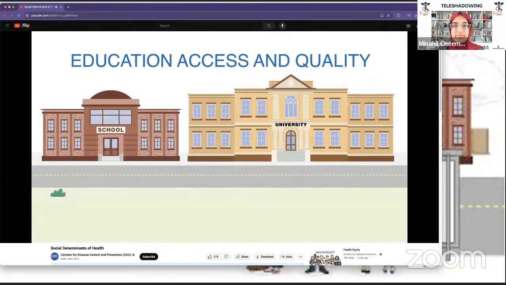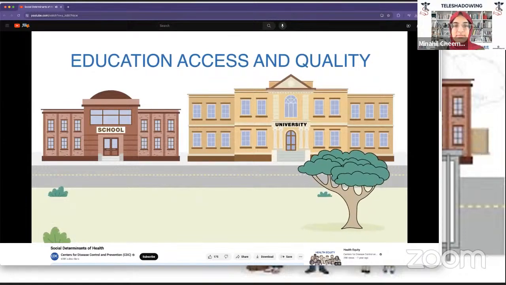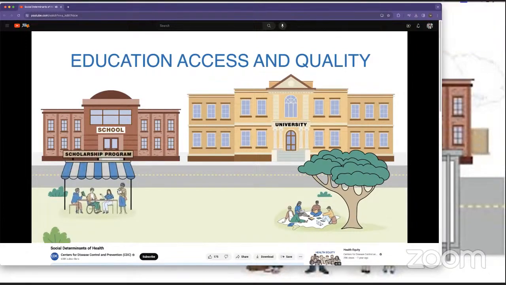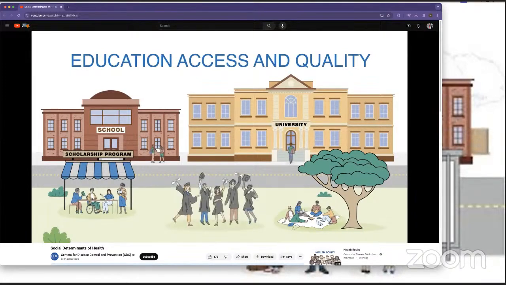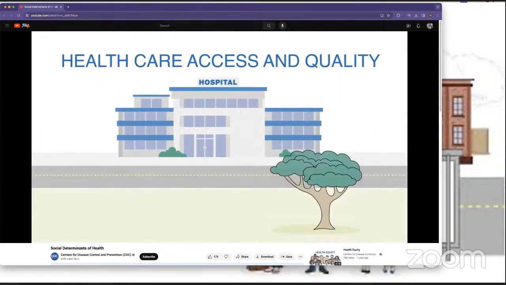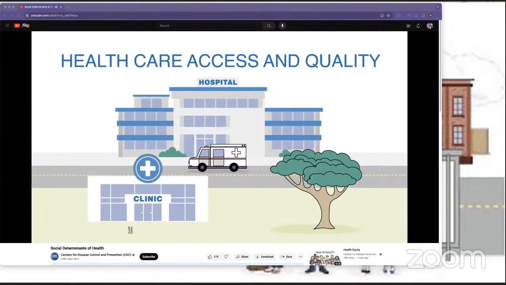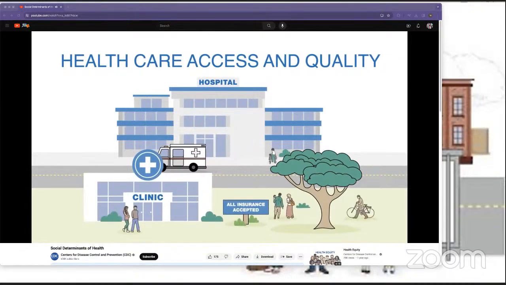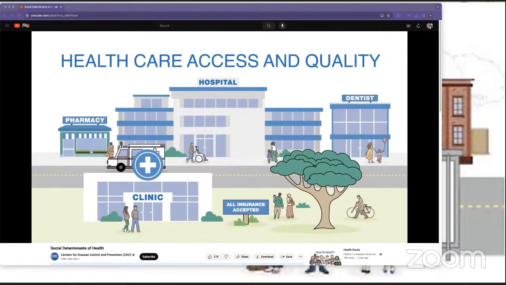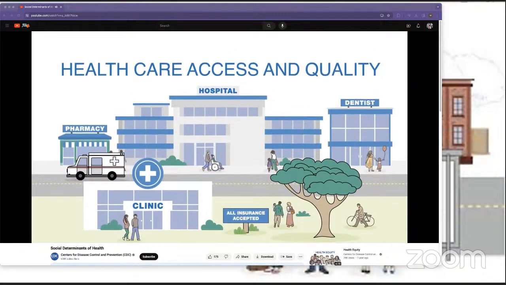People with higher levels of education are more likely to be healthier and live longer. But some children live in places with poorly performing schools, and many families can't afford to send their children to college. Programs to help children and adolescents do well in school and help families pay for college can also help people be healthier in the long term. All people should have access to quality healthcare. Increasing health insurance coverage helps make sure more people get the healthcare services they need, like preventive care, including screenings and ongoing treatment for illnesses.